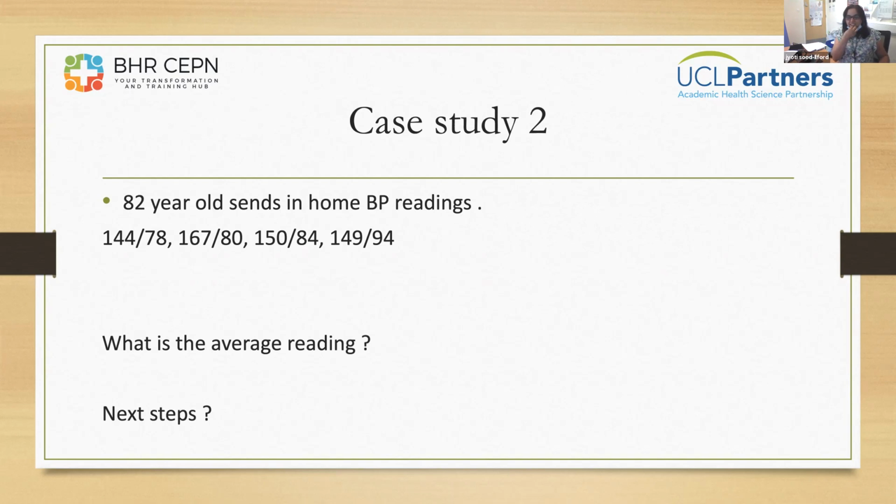Anyone? You add the top 4 and you divide it by 4, and then you add the bottom 4 and divide it by 4. Simple. So you just do the average of systolic, average of diastolic. He's 82. So what should his target be? 82.